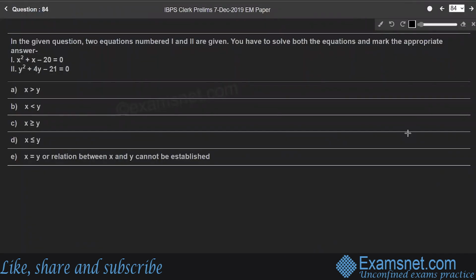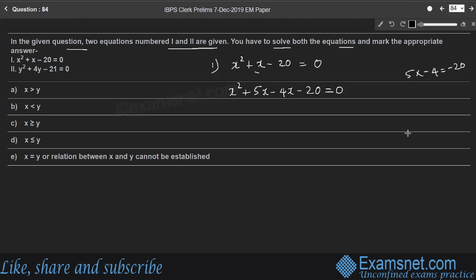Question 84. In the given question, two equations numbered 1 and 2 are given. You have to solve both the equations and mark the appropriate answer. Here the first equation is x² + x - 20 = 0. Again, split the middle term. So we'll get x² + 5x - 4x - 20 = 0, so that 5 × -4 becomes -20, and 5 - 4 becomes 1, which is 1x.